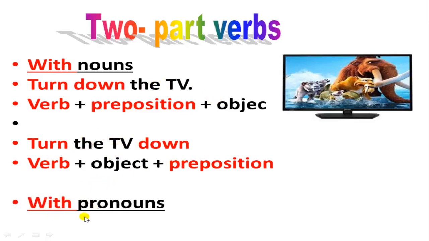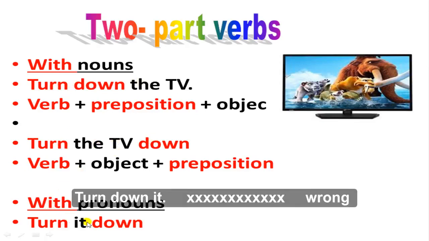With pronouns. Turn it down. Television, one, it, so turn it down, singular. Can I say turn down it? No, wrong, turn it down. So you can say turn down the TV, turn the TV down, turn it down. You can't say turn down it. No, this is wrong. But turn it down, correct.